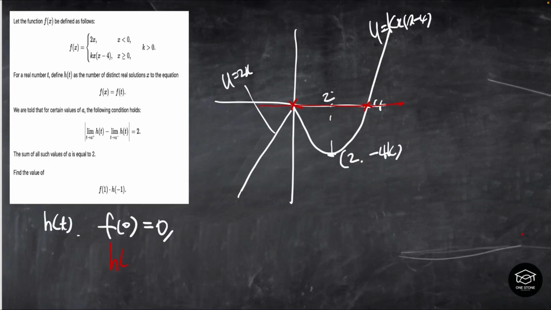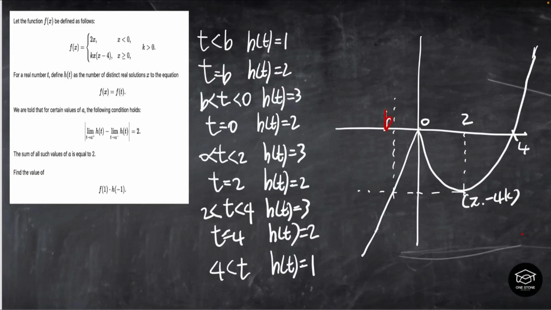Now let's check the number of intersections between f of x and f of t, depending on the value of t. Case 1. If f of b equals negative 4k and t is less than b, then h of t equals 1. Case 2. If t equals b, then h of t equals 2. Case 3. If t is greater than b and less than 0, then h of t equals 3. Case 4. If t equals 0, then h of t equals 2. Case 5. If t is between 0 and 2, then h of t equals 3.